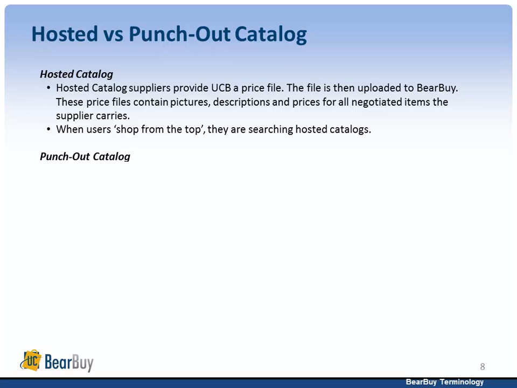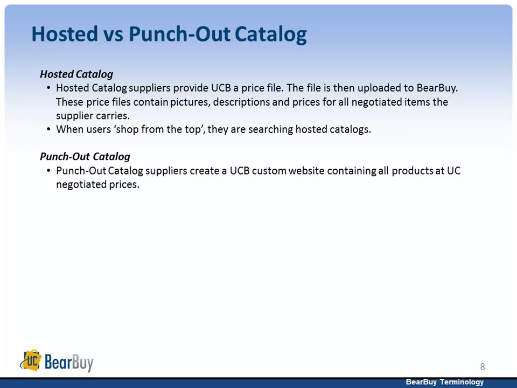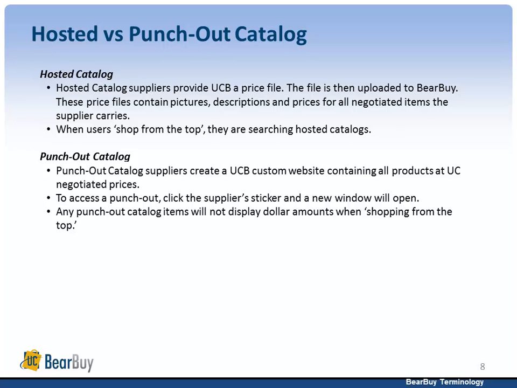PunchOut Catalog suppliers, on the other hand, create a UC Berkeley custom website containing all products at UC negotiated prices. To access a PunchOut, just click the supplier sticker and a new window will open. Any PunchOut catalog items will not display dollar amounts when shopping from the top. In other words, if you shop using the search bar at the top of the Home Shop screen, if any of the PunchOut catalog items are included in your search result, you only see the product name, description, and a link to the supplier's PunchOut catalog.